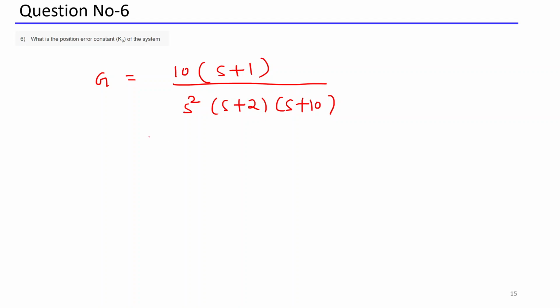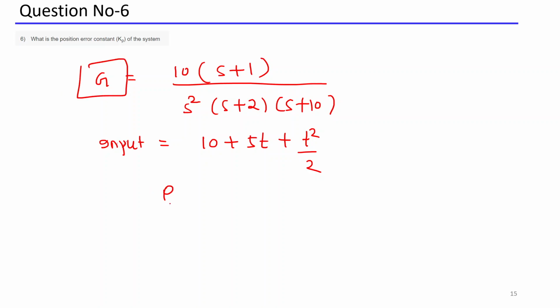Okay, now this transfer function is given. Now the input I am writing here. Input is given to you: 10 plus 5t plus t square by 2. Now tell me, if this is the transfer function and this is the input, find out the steady state error, e_ss. So what is the answer? By looking at it, don't solve anything.